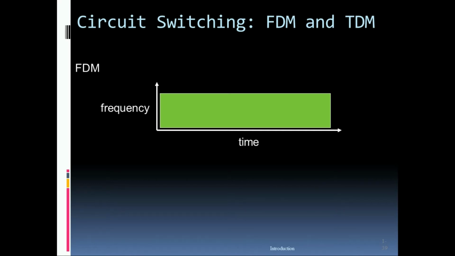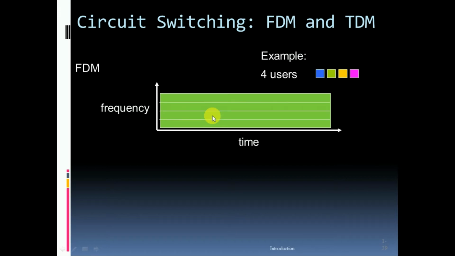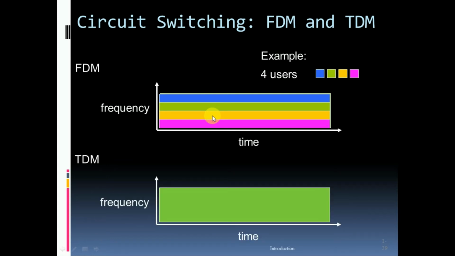This is an example of FDM, where the whole frequency spectrum is divided among connections. For example, we have 4 users. Blue is one user, green is another, yellow is another, and pink is another. So the frequency is divided into different bands for different users, and they are given at one time. They are using different frequencies in the same line. This is an example of TDM, where the link is divided as per time, and different time slots are given to the users.